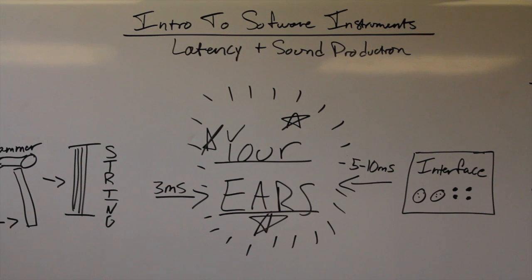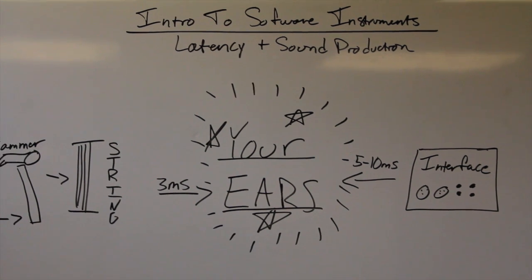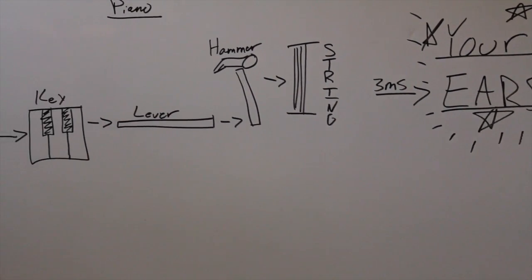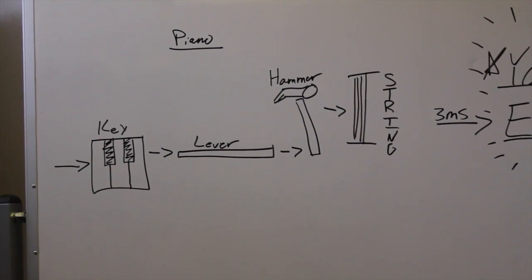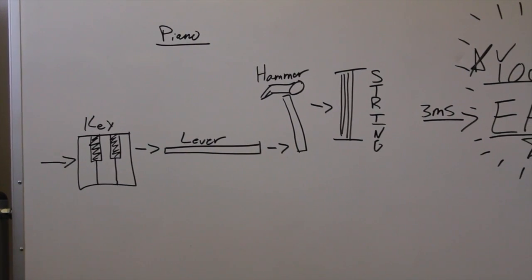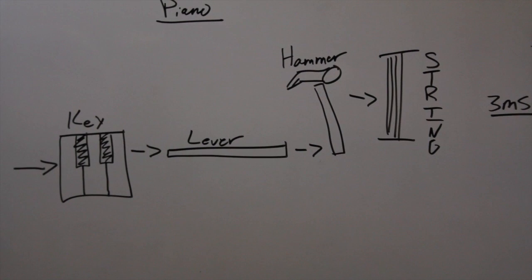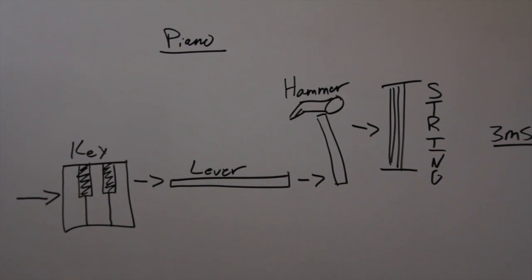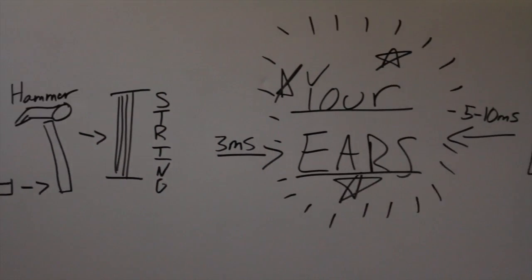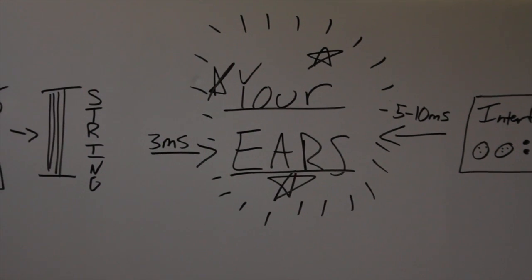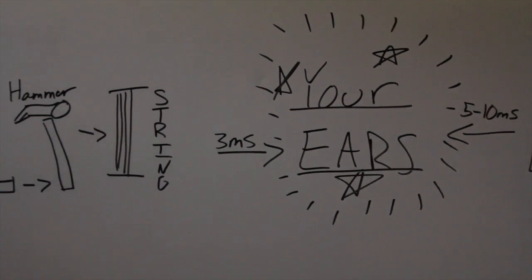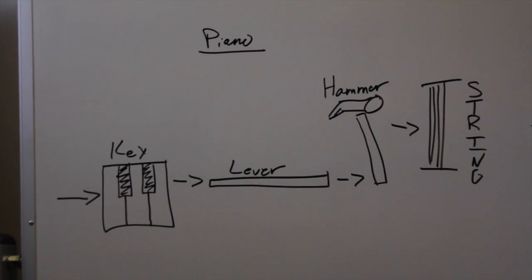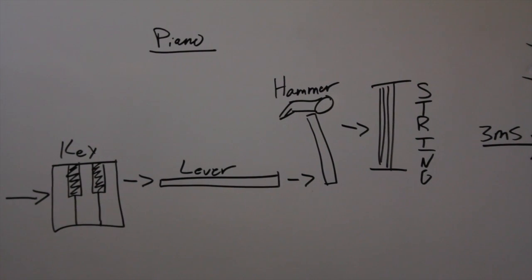So let's just get started off with what you already know, right? And that is how a piano works. I hope that you like my artwork. I'm really a skilled artist. Anyway, so we all know that the main objective is to get sound to our ears, right? Your ears. Very exciting. When you want to get sound to your ears with a piano, it's pretty simple.